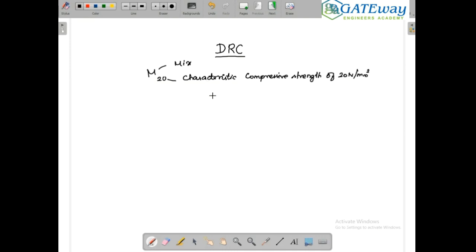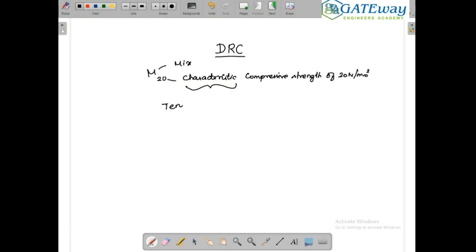Okay, what is this characteristic? That is, when we cast 100 cubes, 95% of the cubes will be of 20 Newton per mm square strength. There can be a deviation of 5%. That is characteristic compressive strength.